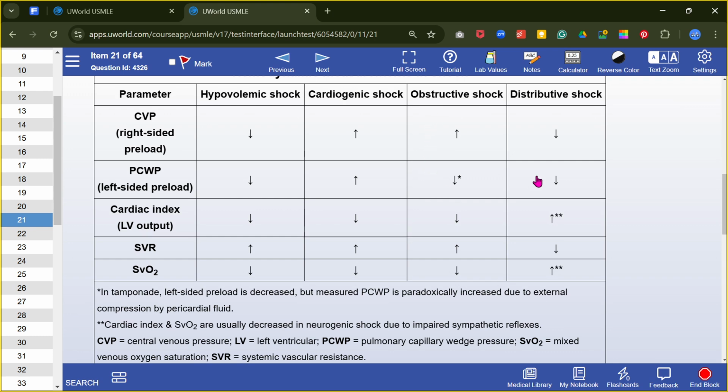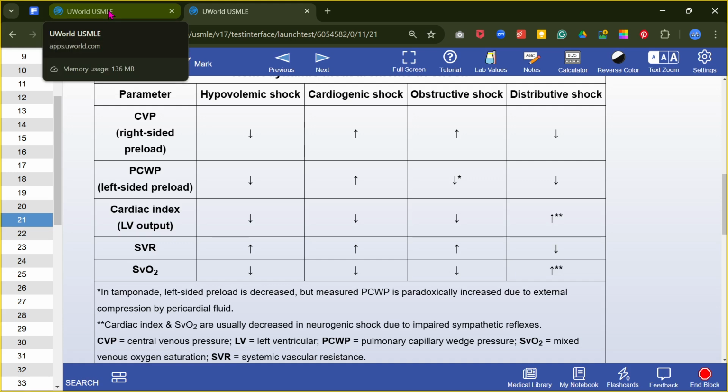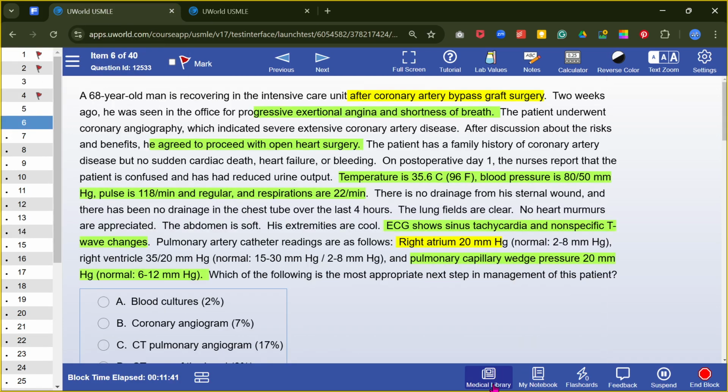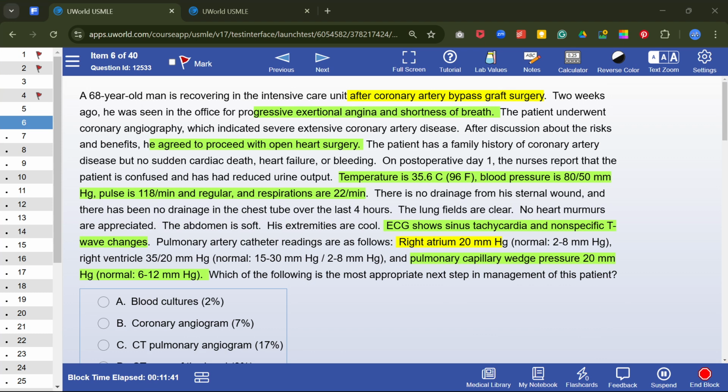The right-sided preload is higher, cardiac index is lower, and systemic vascular resistance is higher. Everything is normal, and normally PCWP is lower, but if it is measured PCWP, it is paradoxically increased due to external compression by the pericardial fluid. That's it. Got it? So you can use these, like you can open another UWorld whenever you want to find something.